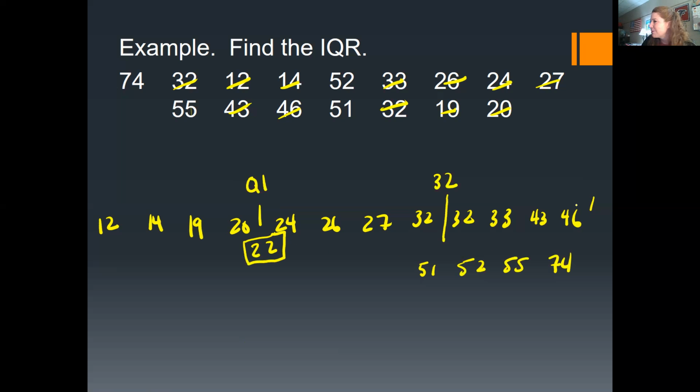And then what comes halfway between 46 and 52? I do that so I can see the middle number. So I do 46, 47, 48, 49, 50. Or I could of course add them and divide by 2. So 49 is my upper quartile, or quartile 3, right? So now finally, the interquartile range is 49 minus 22. So the interquartile range is 27. Okay? So hopefully you got that too.